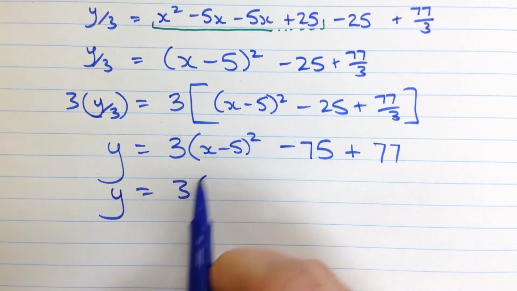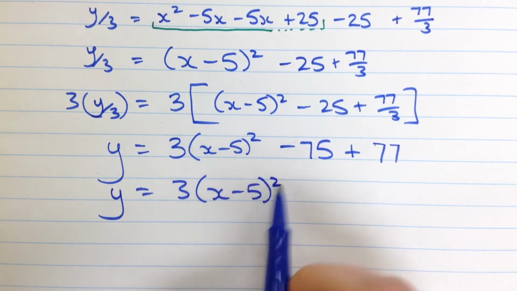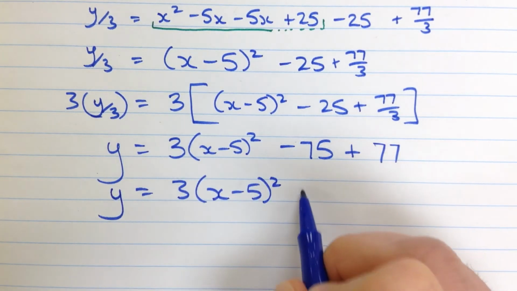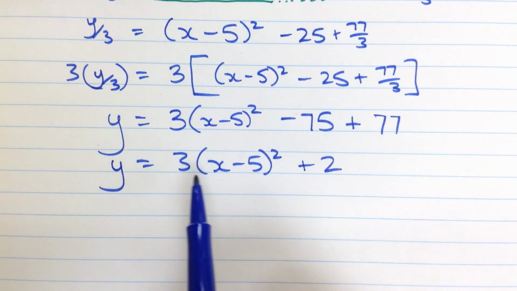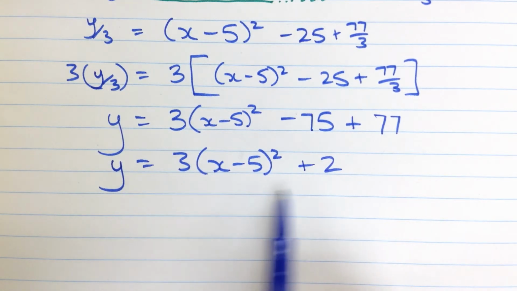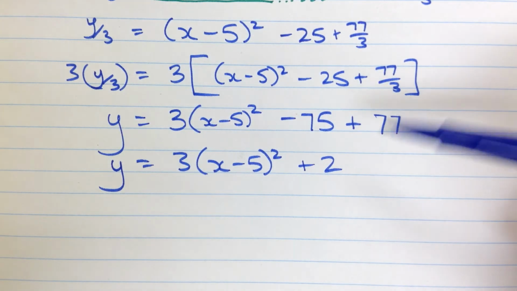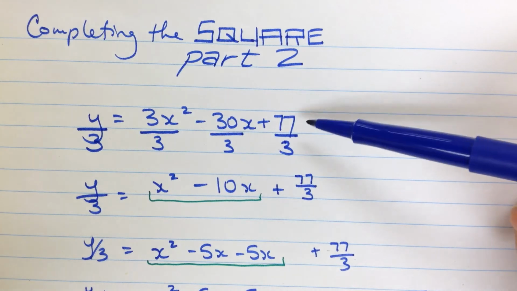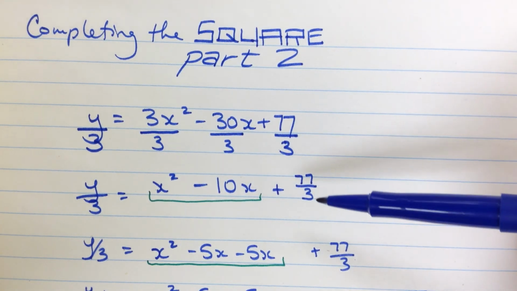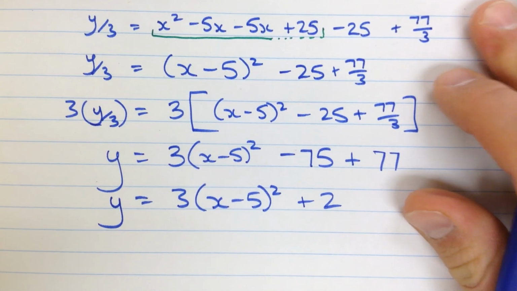Last little bit then, let's clean up those constant terms at the end. This stays as it is, and I'm left with plus 2. So now I have the final vertex form with all the parameters that I'm used to for making graphing this quadratic very easy. So, completing the square part 2: if you have a complex trinomial, turn it into a simple one, work with it, and then turn it back.